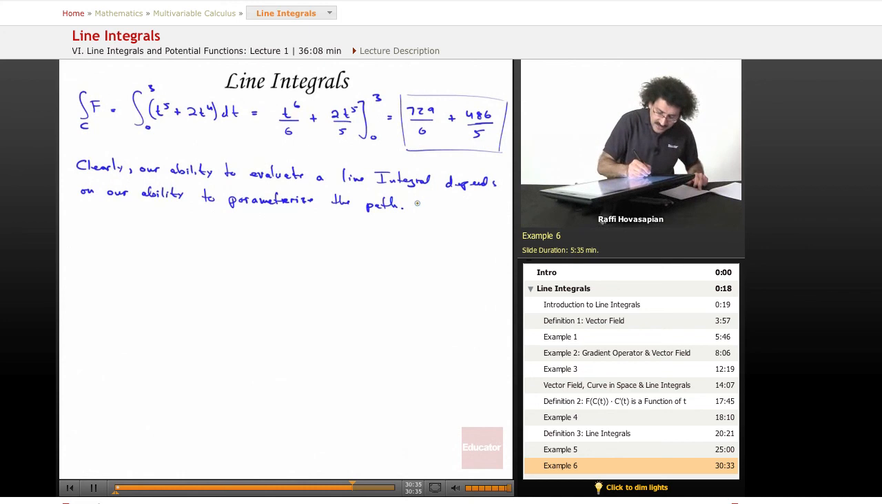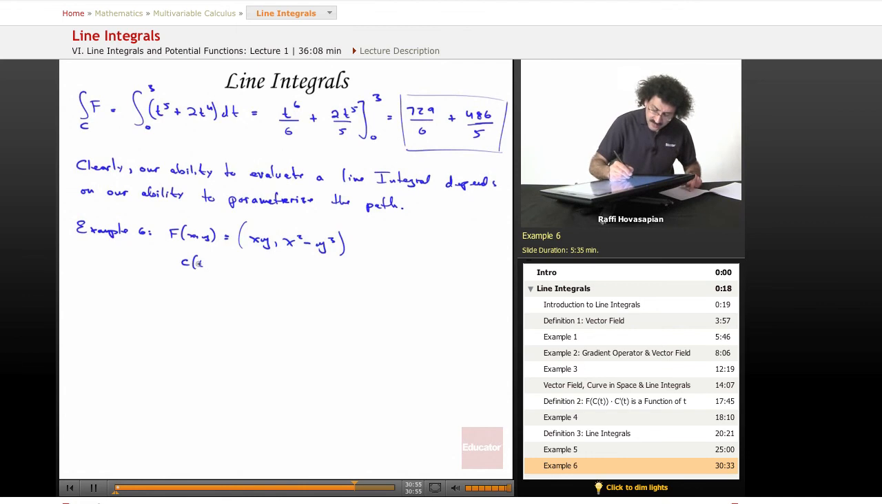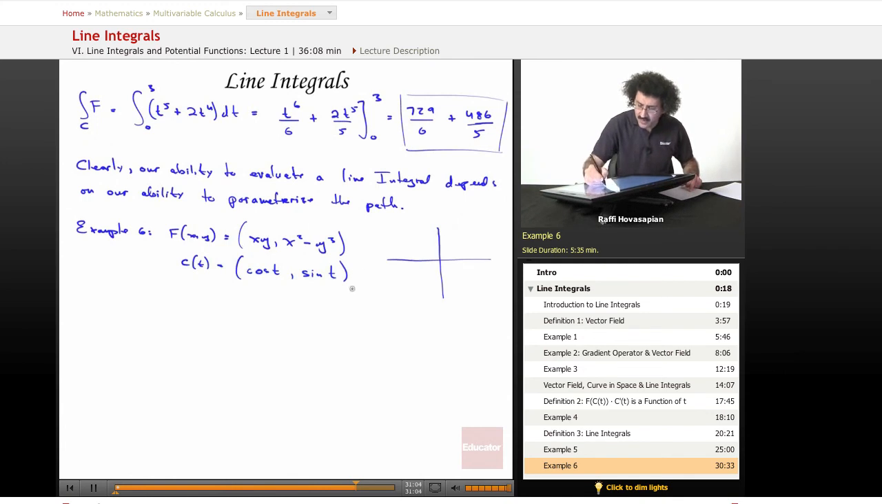Let's do an example, again, slightly more complicated. Example 6. This time we'll let our function f of x, y equal x squared minus y cubed. And we'll let our curve c of t equal cosine of t and sine of t. And in case you don't recognize that, this is a parameterization for the unit circle moving in the counterclockwise direction.